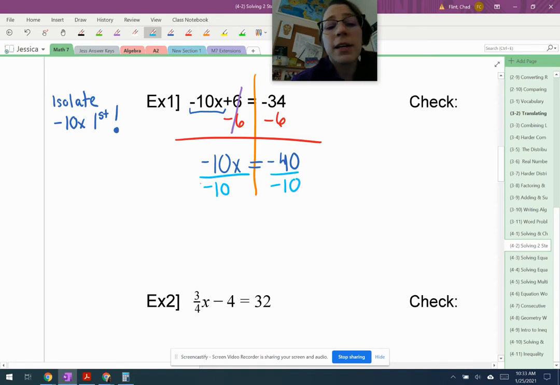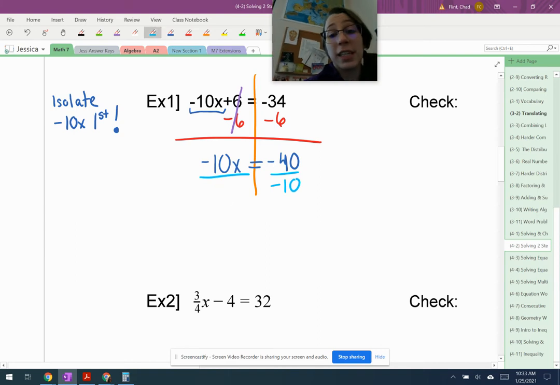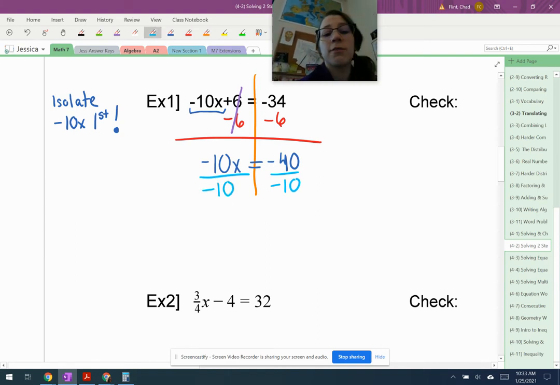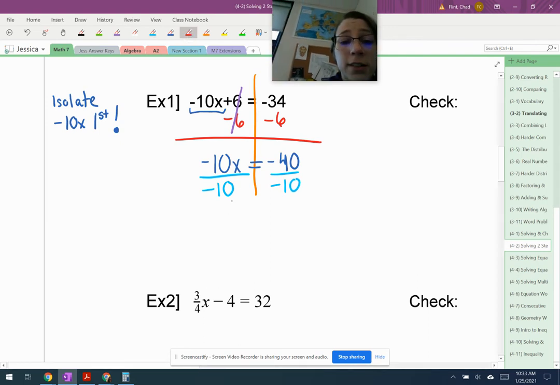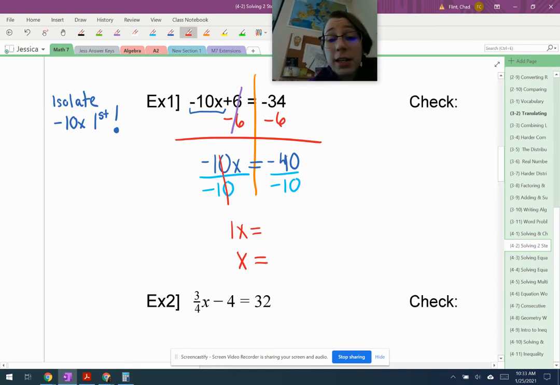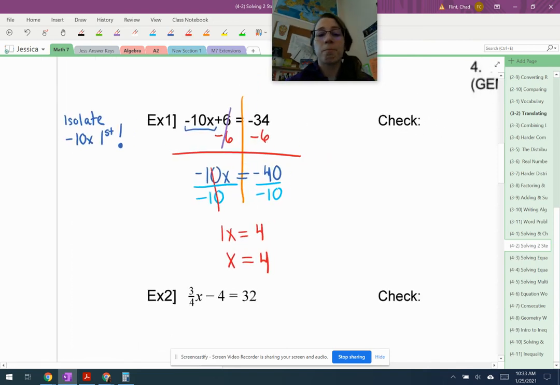The reason I'm not dividing by a positive 10 is because if I was, a positive divided by a negative is going to be a negative and it wouldn't cancel out. And I want all of it to cancel out, including the negative. So I'm dividing by negative 10. Leaving us with a final answer of negative 10 divided by 10 is just 1x. That cancels out, so I'm left with 1x or just x. Negative 40 divided by negative 10 is going to be a positive 4. So x is equal to 4.